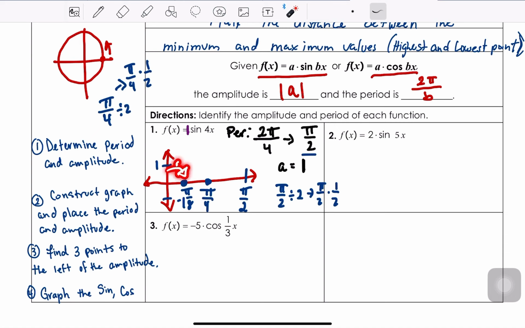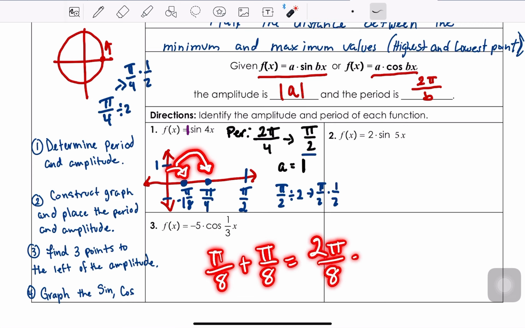This is pi over 8. So if you take another step, that's just going to be pi over 8 plus pi over 8. And what is that? That's equal to 2 pi over 8, which simplifies to pi over 4. And there you go. You see, by doing that one step at a time, we've now got our second value there, which was pi over 4.